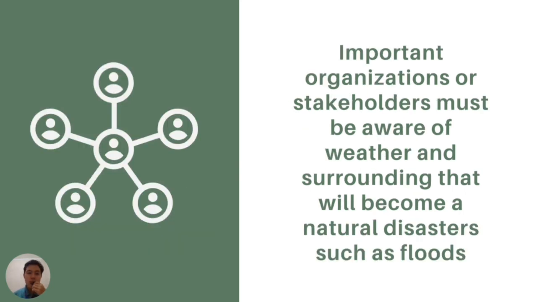Important organizations or stakeholders must be aware of the weather and surroundings that may become a natural disaster such as a flood. So the organization can give information to the residents who live in the place and go to a safe place temporarily and wait for the flood to get better.